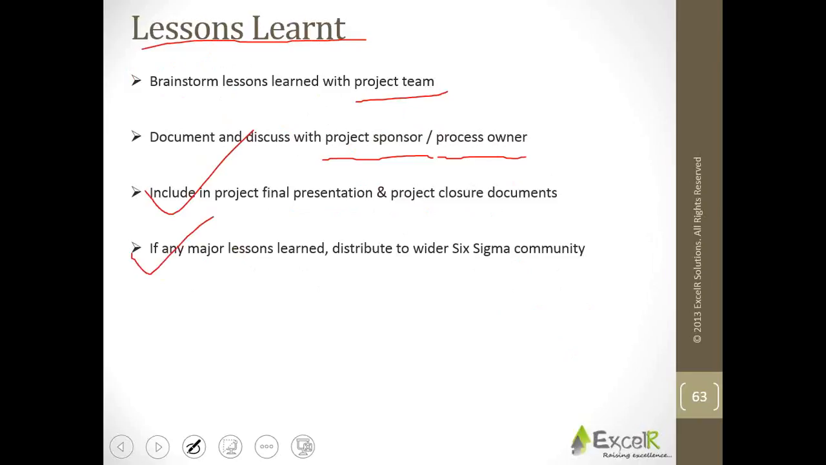And if there are any major lessons learned, distribute them to the wider Six Sigma community. Take the permission from the client. Tell them that since this is a major lesson learned, I want to share it with the rest of the Six Sigma communities. There are many communities on Facebook, Twitter, etc., or LinkedIn. You just share it across.